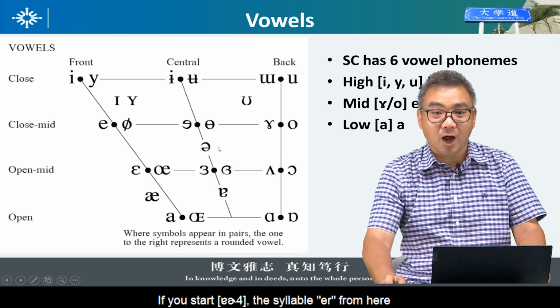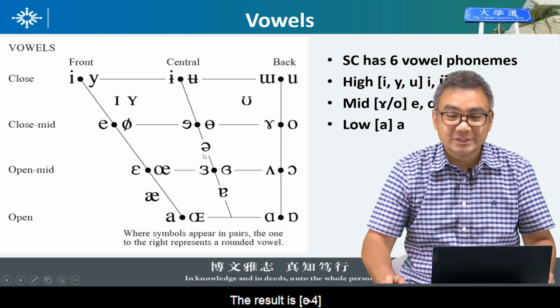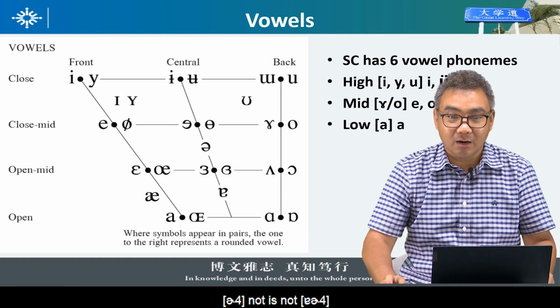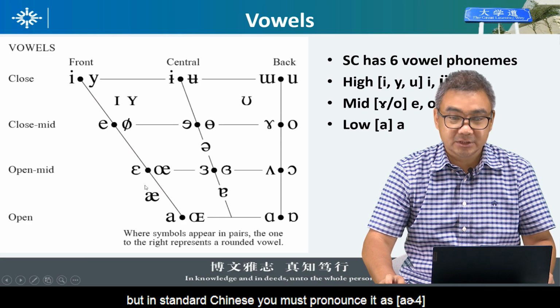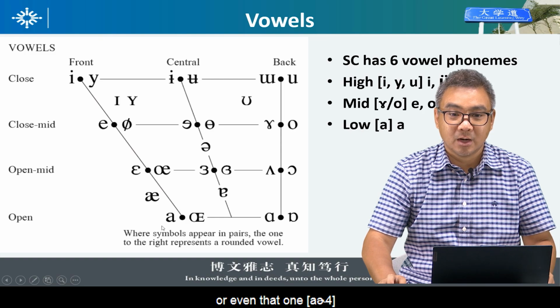If you start the syllable R from here, the result is not R, but in standard Chinese you must pronounce it as R. So it probably is this one, or even that one. R. Okay, R.